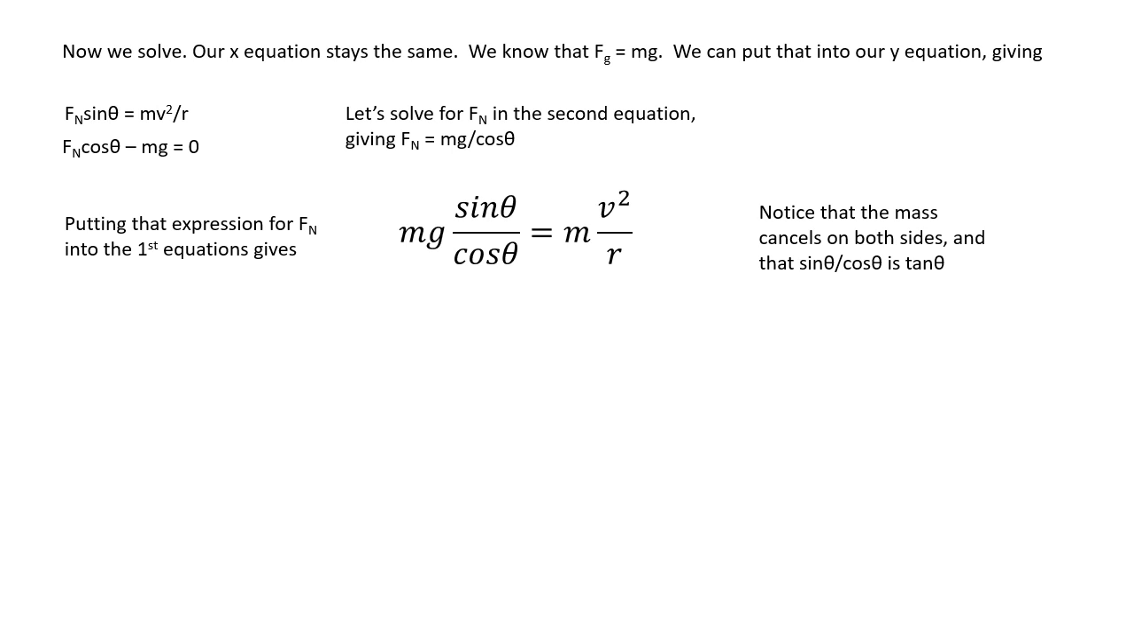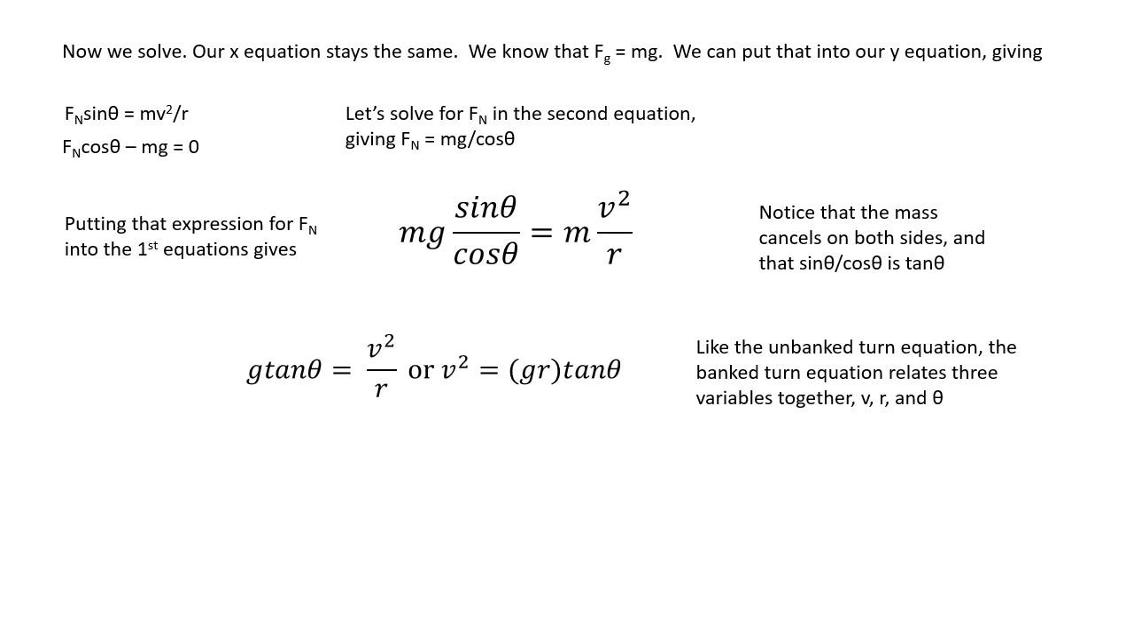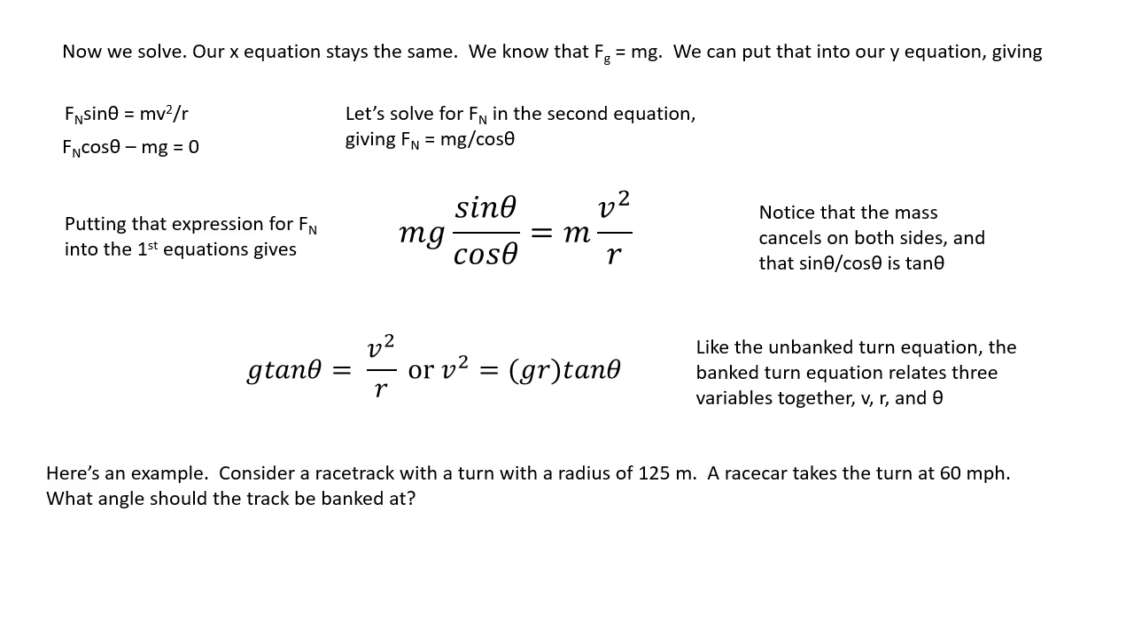Notice that the masses again cancel on both sides, the miracle that we saw before, and that the sine of theta over the cosine of theta is tangent theta. Canceling the masses, replacing with tangent theta, I get g tangent theta equals v squared over r, or if I simplify it a little bit, v squared is equal to the quantity g r times tangent theta. Like the unbanked turn equation, the banked turn equation relates the three variables together: velocity, or speed, the radius, and in this case now theta.